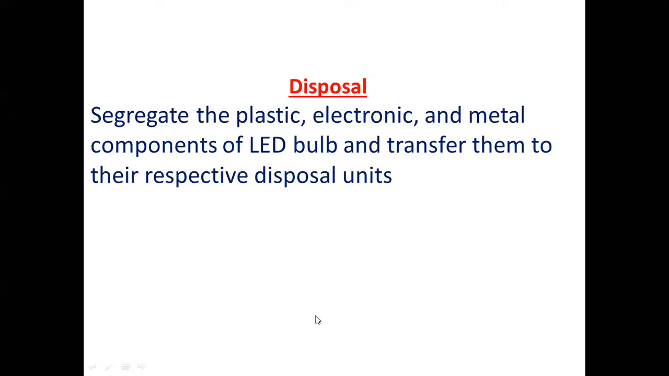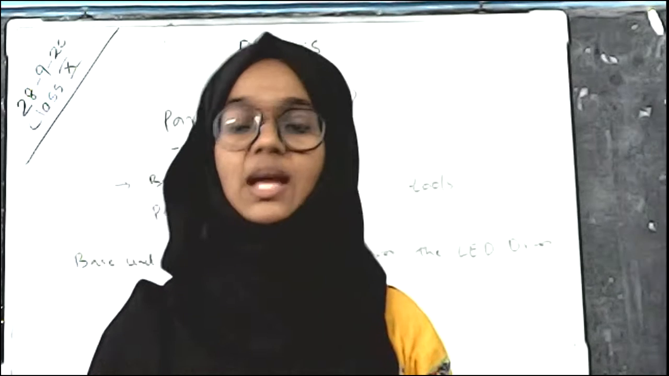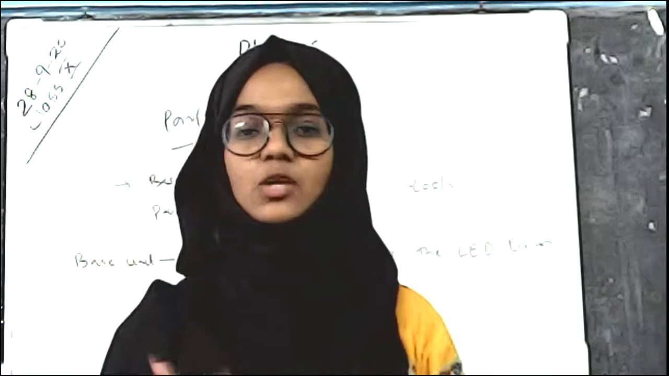And in the next slide, energy saved is equivalent to energy produced. An LED bulb is very efficient and energy saving. So here we are saving energy, which is the equivalent of energy production. LED bulbs are very efficient and very environmentally friendly, so LED bulbs are very useful.